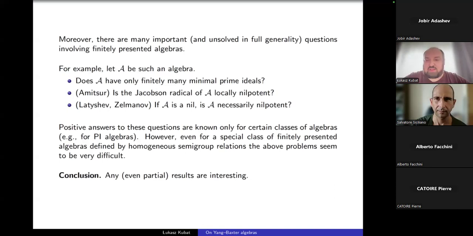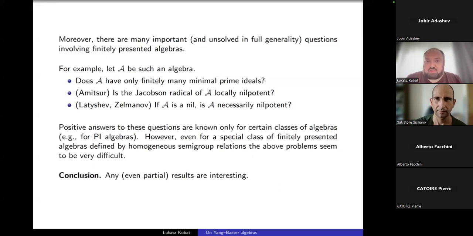These algebras are also interesting because there are still many important questions unsolved in full generality. For example, questions corresponding to the arithmetic of such algebras or the structure of prime ideals in such algebras. Among them, there is always a question about the minimal primes, because they somehow determine the structure of the algebra. There are also questions related to nil and nilpotency conditions, and among them there are two very famous ones. One of them asks whether the Jacobson radical of such an algebra is locally nilpotent. Another asks when the nil condition, which means that each element in such an algebra is nilpotent, implies that the whole algebra is nilpotent.